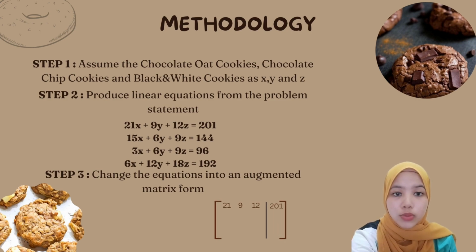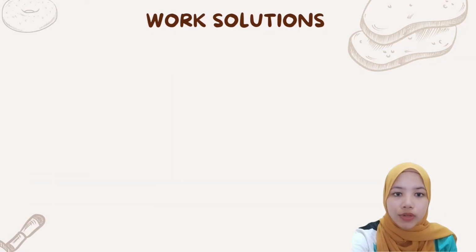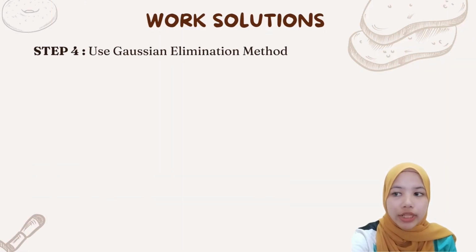For row 1, we will get 21, 9, 12, and 201. For row 2, we will get 15, 6, 9, and 144. And for row 3, we will get 3, 6, 9, and 96. And for the last row, we will get 6, 12, 18, and 192. Next, to solve the question, we use the Gaussian elimination method.